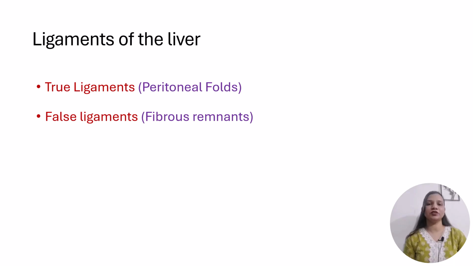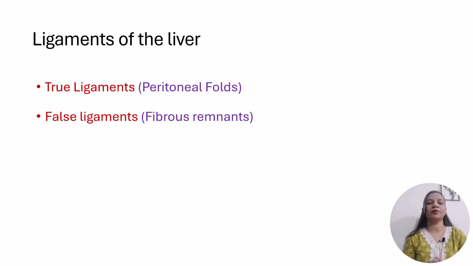There are majorly two types of ligament related to the liver. The first one is the true ligament and the second one is the false ligament. True ligaments are actually the peritoneal folds that support the liver from all sides so that it can be held in a particular position.